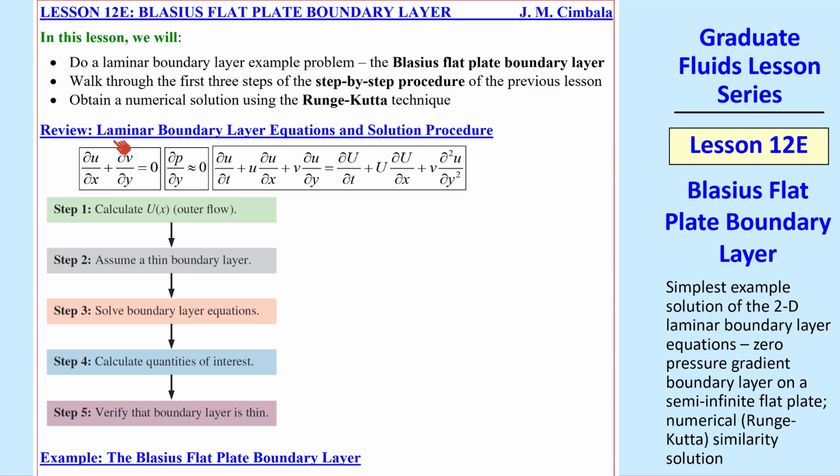solution. As a quick review, here are the laminar boundary layer equations, and I note that in place of these terms in terms of outer flow velocity field, we might also use the outer flow pressure field if P of x and t is known instead of capital U of x and t. But in most cases we know capital U, the outer flow. Here's the step-by-step procedure. We'll do the first 3 in this lesson.